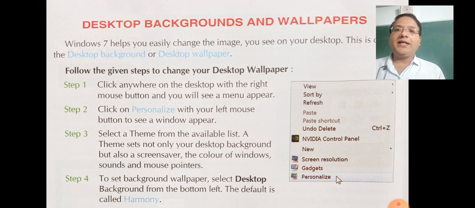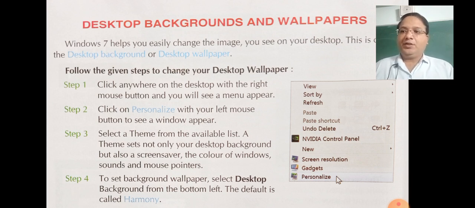So firstly, right click by the mouse. Step first, click anywhere on the desktop with the right mouse button and you will see a menu appear. So you can see the many menus here. Step second, click on personalize with your left mouse button to see a window appear. Step third, select a theme from the available list. So right click the mouse, choose personalize option to change your desktop background and wallpapers.